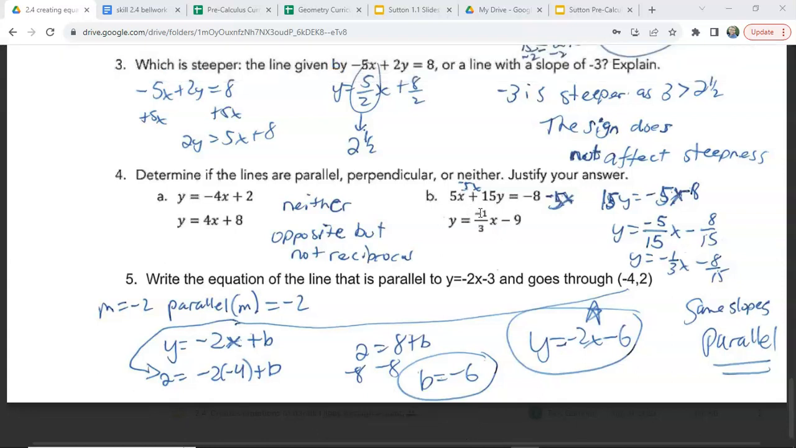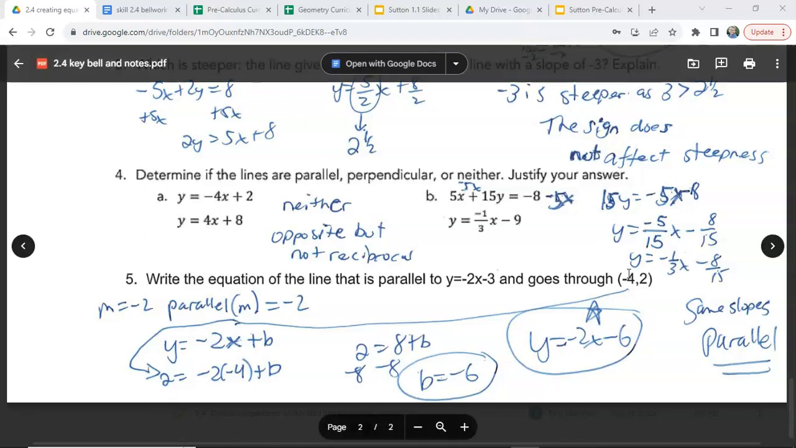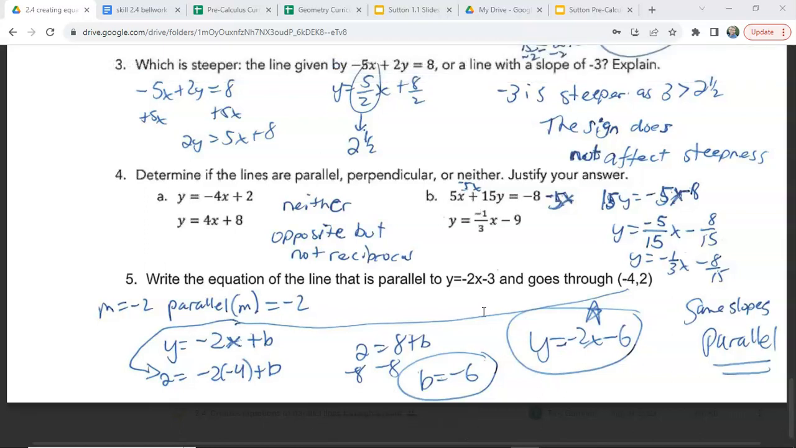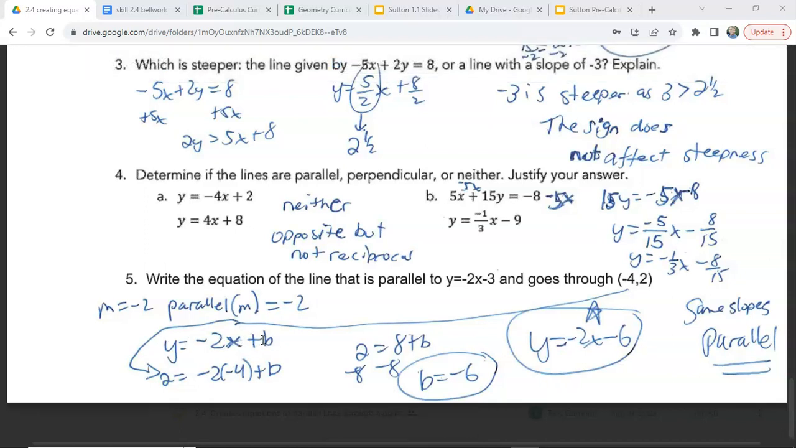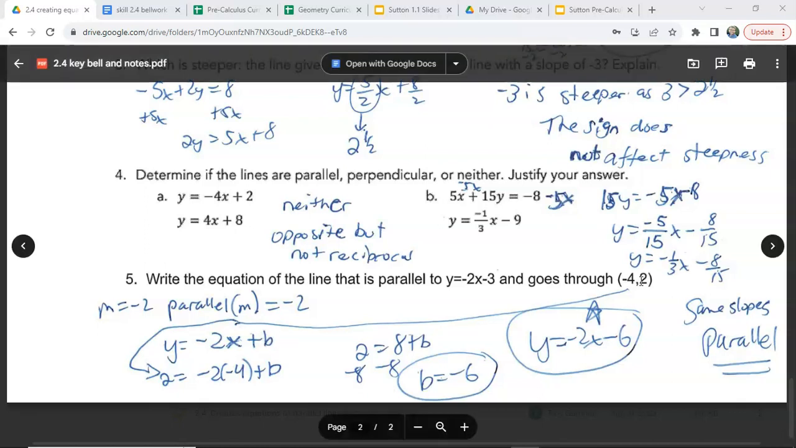And then for number 5, write the equation of a line that is parallel to y equals negative 2x minus 3, and goes through that point. So if it's parallel, it needs to have the same slope of negative 2. So we know our equation is y equals negative 2x plus b. We don't know what b value we need that will make it go through this point. So we plug in this point in for x and y. Negative 4 goes in for x, 2 goes in for y.